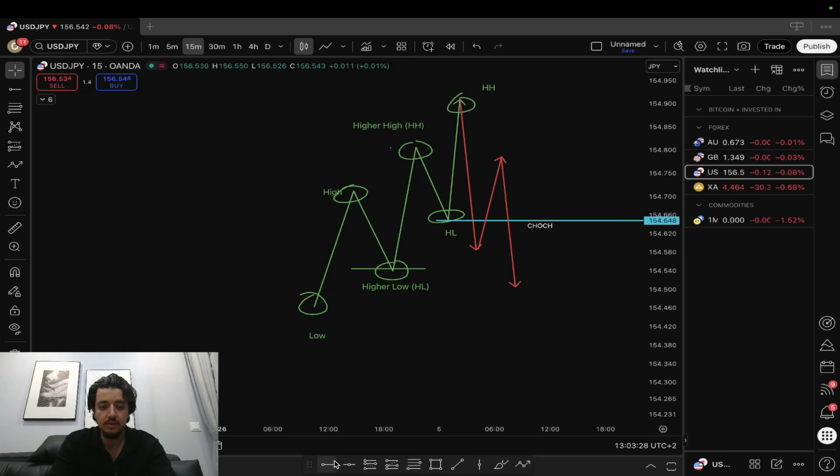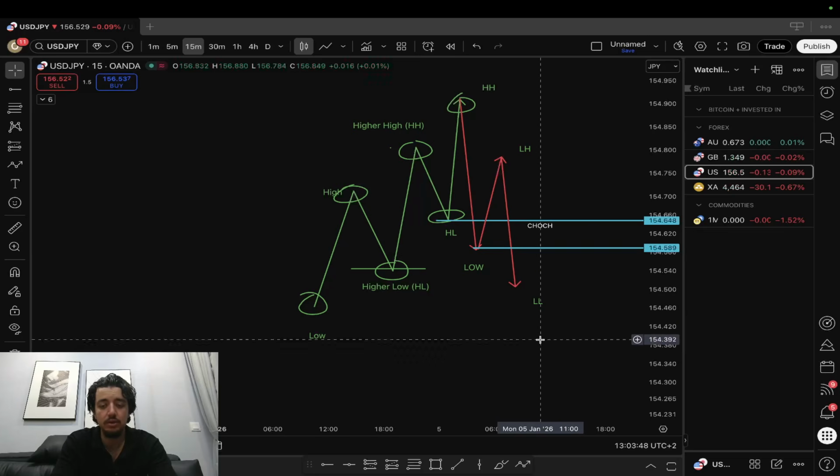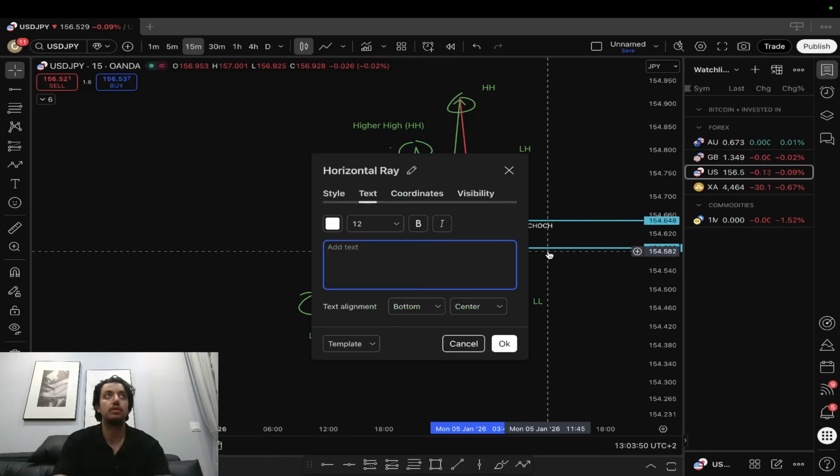What is this called now? This is called the lower high, and this is called lower low. And this is just a normal low. Cool? Cool. And what is this part right here called? When we confirmed the third step, what is it called? It's called break of structure.